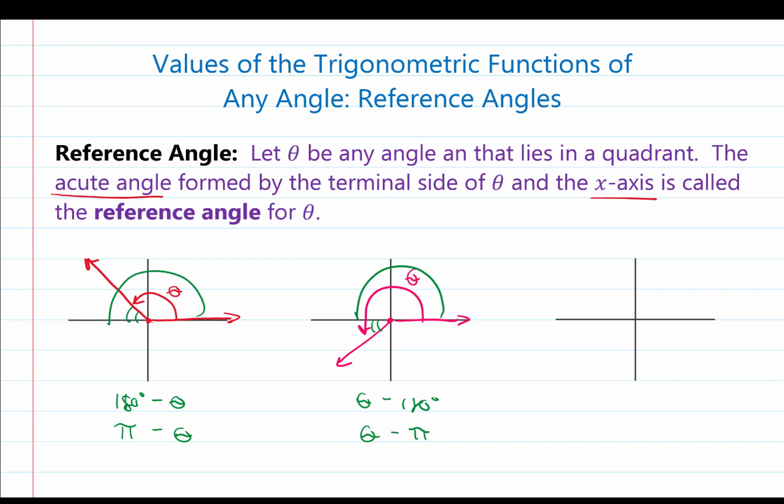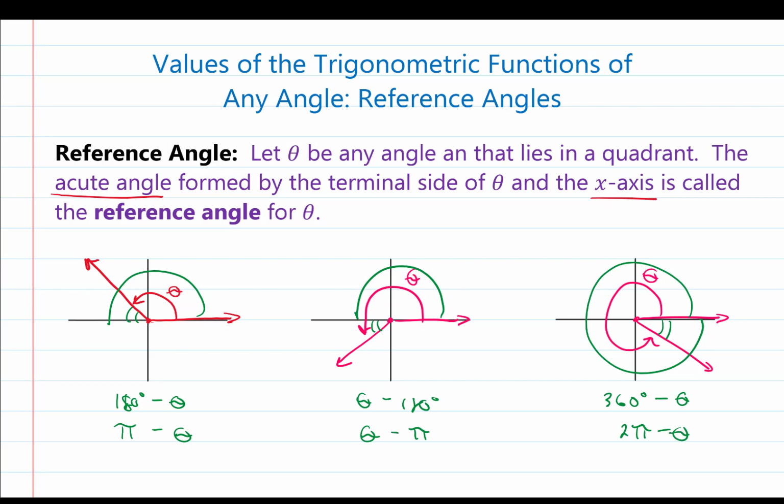Last case, what if the terminal side is in quadrant number 4? That assumes this rotation here, counterclockwise, all the way around to quadrant number 4. In this case, the reference angle is the angle made up of the terminal side and the positive x-axis. If you chose the negative x-axis, again, it would be larger than 90 degrees. So to calculate this, we are going to take one full revolution, which is 360 degrees, and subtract from it angle theta. Or in radians, that would be 2 pi minus theta.